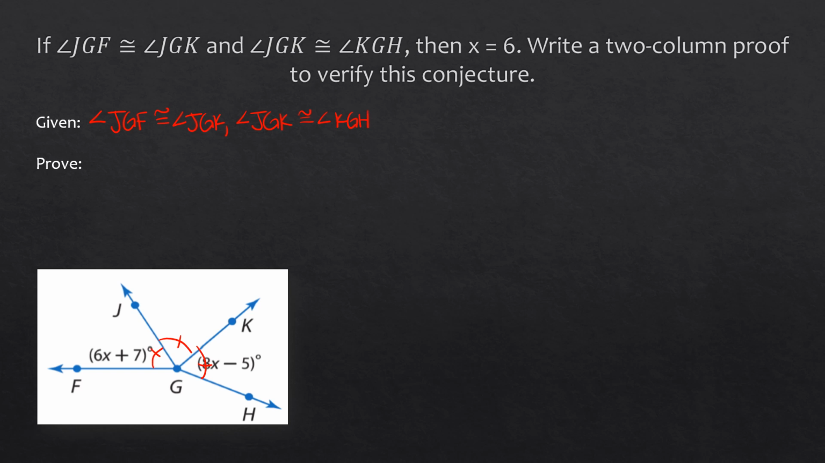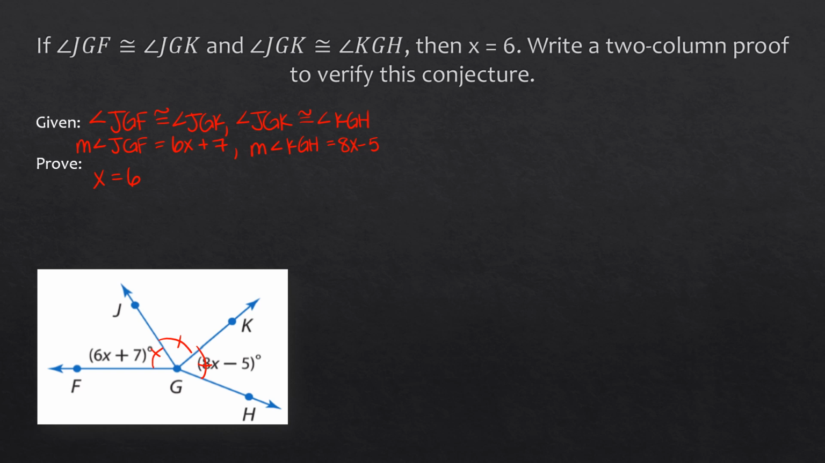And I'm also going to go ahead and throw in that the measure of angle JGF, I had to remember which one that is, is 3x plus 7, and the measure of angle KGH is equal to 8x minus 5. So before I begin, oh, and I'm also trying to prove, I'm not sure if I read that last time, x is equal to 6 is what we're ultimately trying to prove.